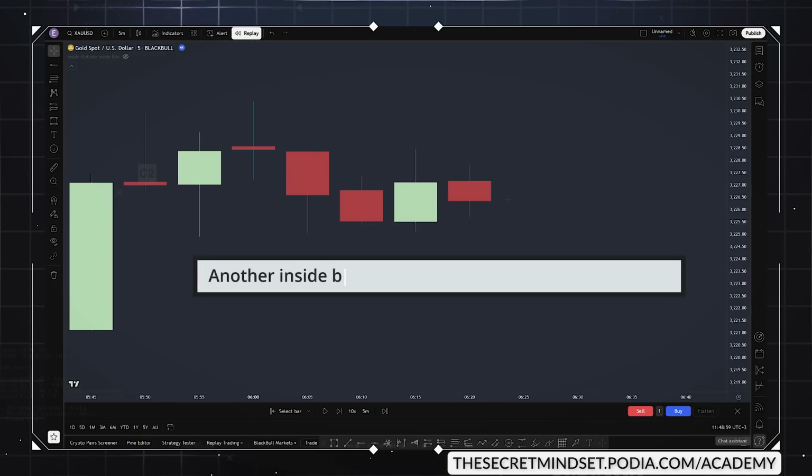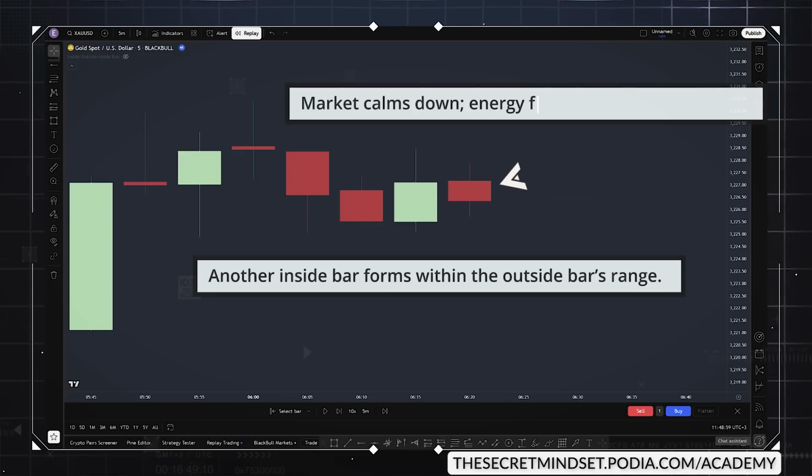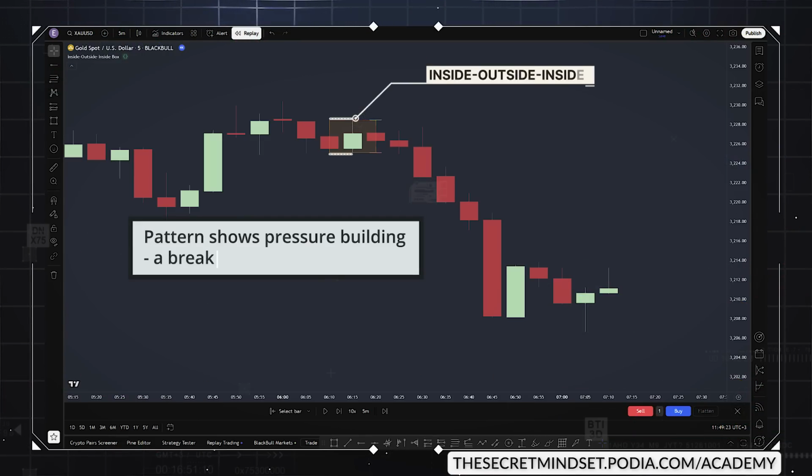Right after, another inside bar forms. This candle is tight again, sitting inside the high and low of the outside bar that just happened. The market settles down. The burst of energy is gone, but tension is still there. People are waiting. No one wants to make the first move. This whole sequence means pressure is building up.